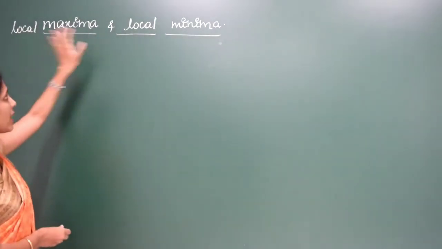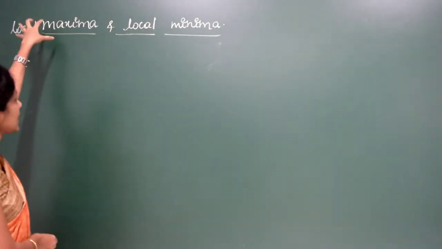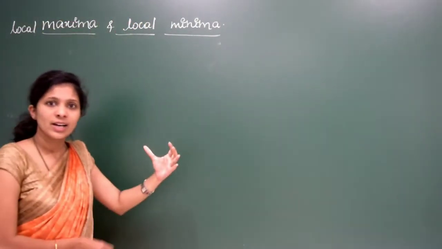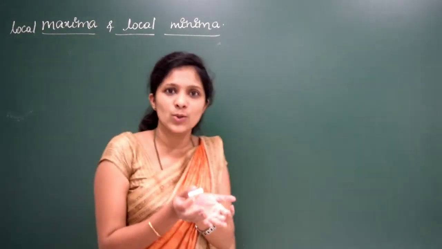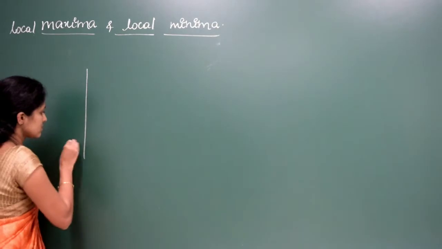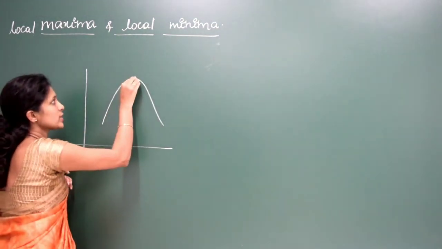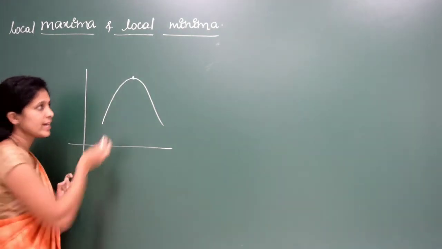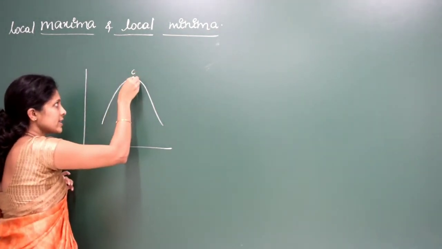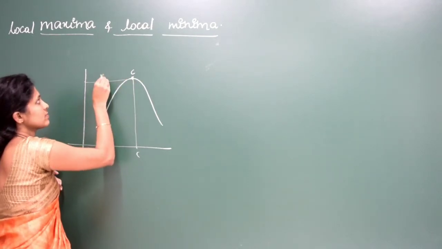About local maxima and local minima, this is an important one. The name itself says what is meant by local. Local is nothing but very close or very near. For example, we will consider the same graph. As I told you, this is the maximum value, and we'll consider this point as C. This is C and here this will be f of C.